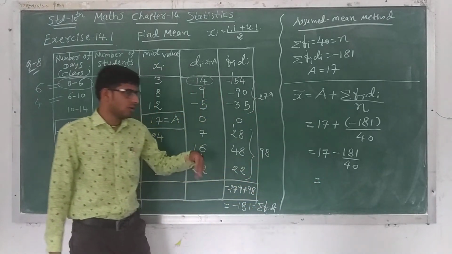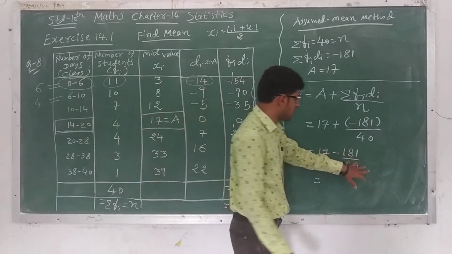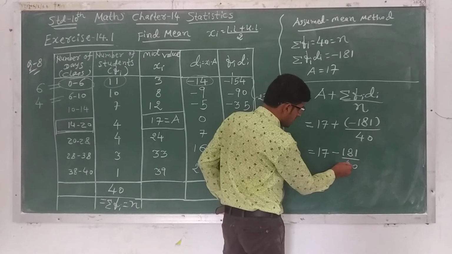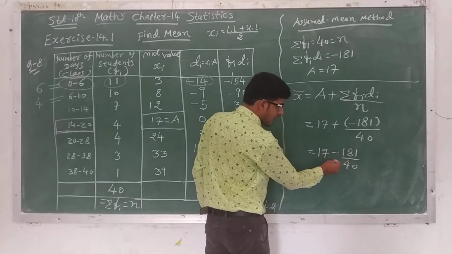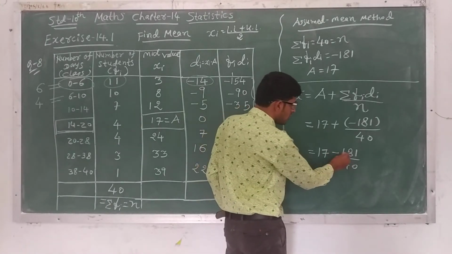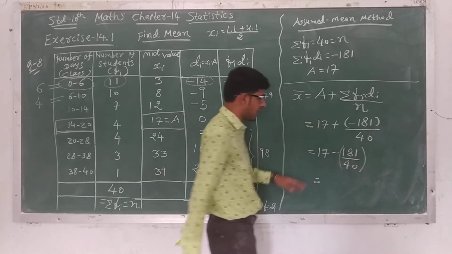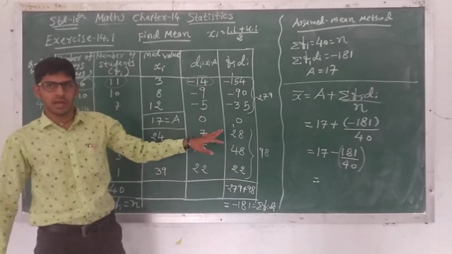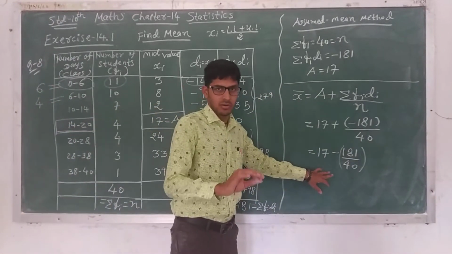Here you can find the answer in two ways. First of all, you have to write in the same form, so you take the LCM and write the answer, or you have to divide 181 by 40 and subtract from 17. So both answers are right. Is it clear?